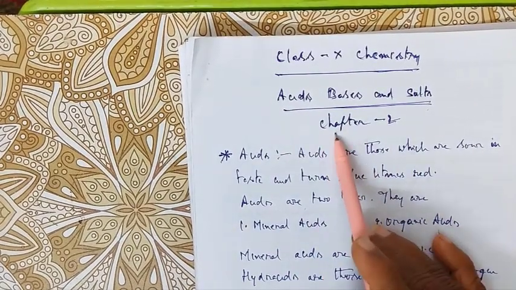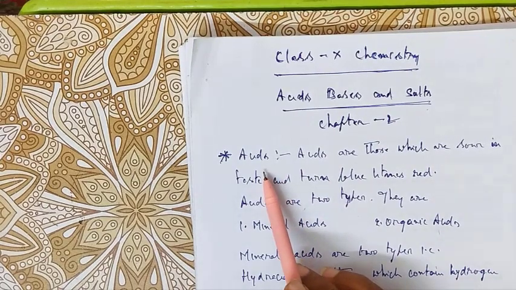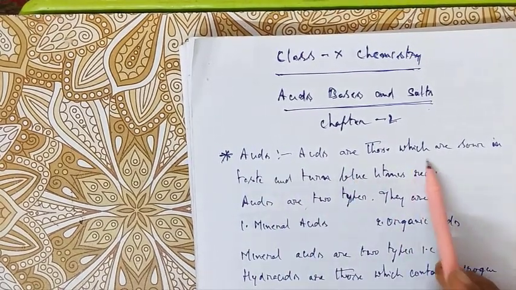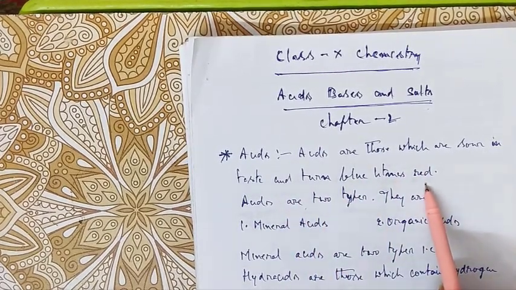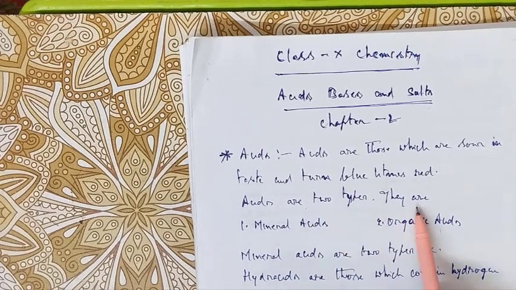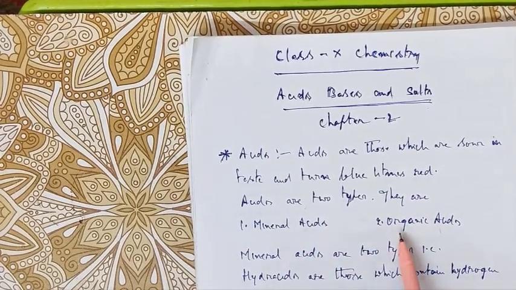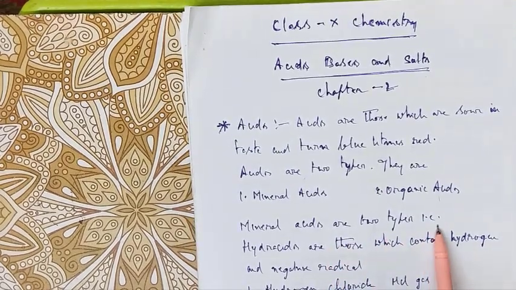Acids, bases and salts, second chapter, class 10 chemistry. Let us discuss the acids and bases. Acids are those which are sour in taste and turn blue litmus red. Acids are of two types: mineral acids or inorganic acids, and organic acids. Mineral acids are of two types again.